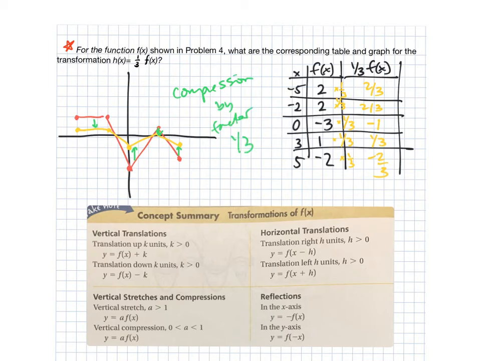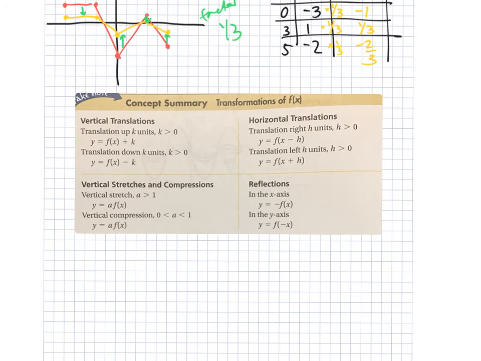Compression by factor 1/3. Okay, and here's a little summary of what we've just learned. These are all the different transformations, and this is a good table to have while you're doing your homework. This shows the vertical. If it goes up, you add a number to f of x after the x goes in. If it goes down, you subtract it after. Horizontal is if it's right, you subtract h units from the x before it goes in the function. If it goes left, you add h before it goes into the function.